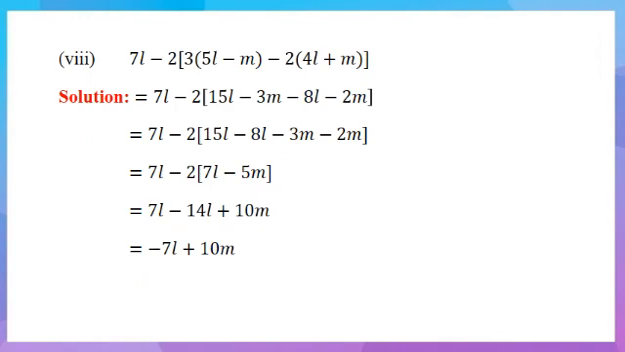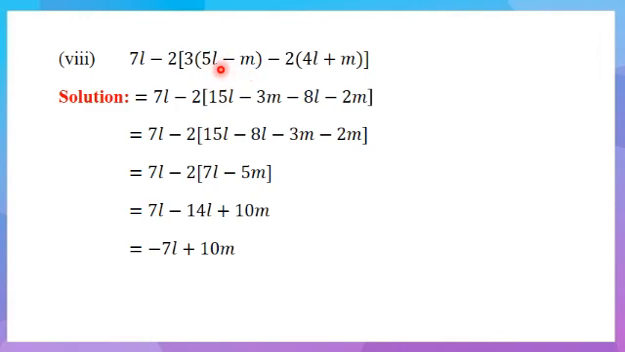Now we are going to solve our part number 8. 7l minus 2 square bracket start 3, then round bracket start 5l minus m, round bracket close minus 2, round bracket start 4l plus m, round bracket close and square bracket closed. We are observing that there are two round brackets and we have to solve the first round bracket, but there are unlike terms inside this.